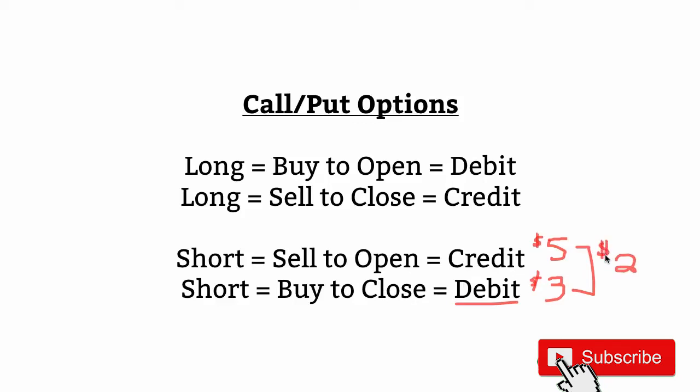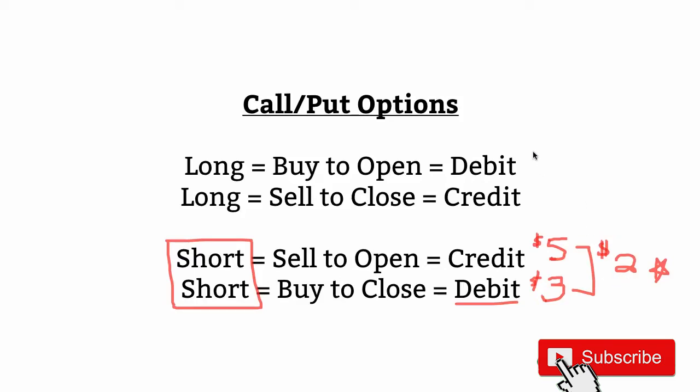Okay, so now you can see that option sellers, or those who are going short, no matter if you have calls or puts, want the future value of those options to be less, because if the future value of those options is less than the credit that they initially received, that creates an opportunity to profit.